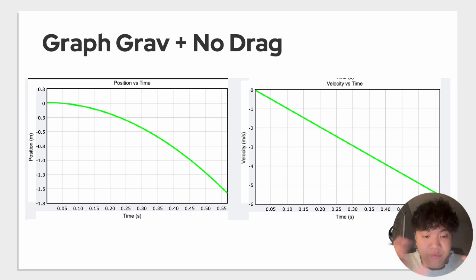So as you can see here, I ran the code from the last slide, and this is the graph of the gravity plus no drag. So as you can see here, there's a constant velocity, and it goes out as a downward slope over time for the position.